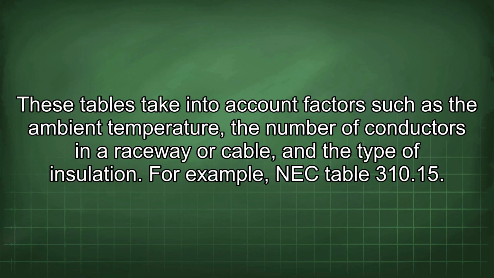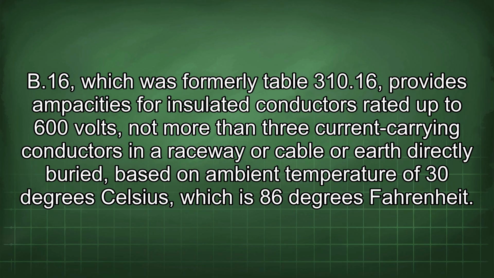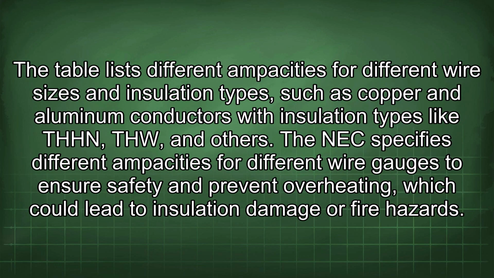For example, NEC Table 310.15(B)(16), which was formerly Table 310.16, provides ampacities for insulated conductors rated up to 600 volts, not more than 3 current-carrying conductors in a raceway or cable or earth directly buried, based on an ambient temperature of 30 degrees Celsius, which is 86 degrees Fahrenheit. The table lists different ampacities for different wire sizes and insulation types, such as copper and aluminum conductors with insulation types like THHN, THW, and others.